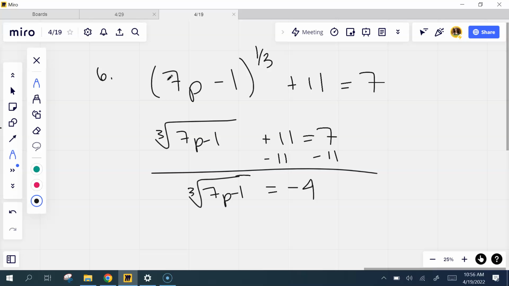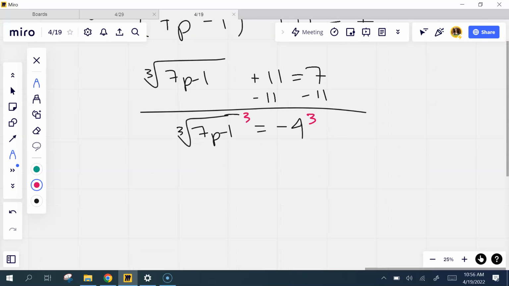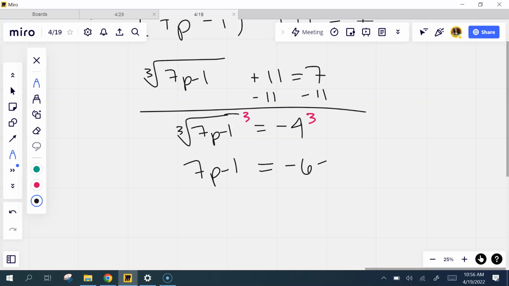What do I do now? You put the cube. That's exactly right. So if I raise both sides to the third power, I have 7p minus 1. That's exactly right. Now what? Subtract 1, add 1. That's right. So 7p equals negative 63. That's exactly right.